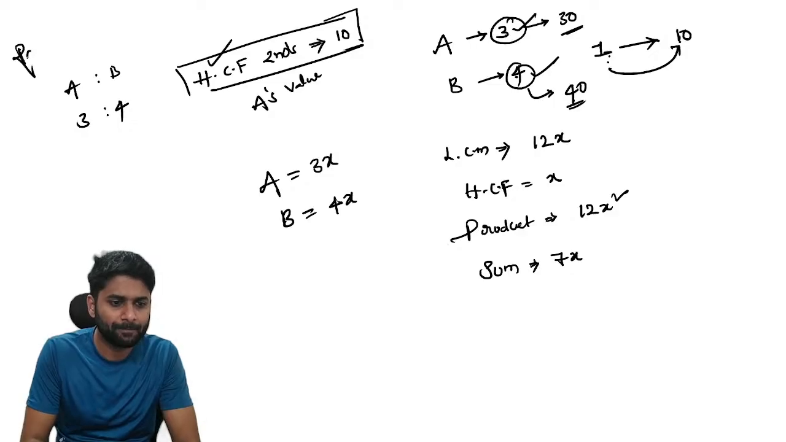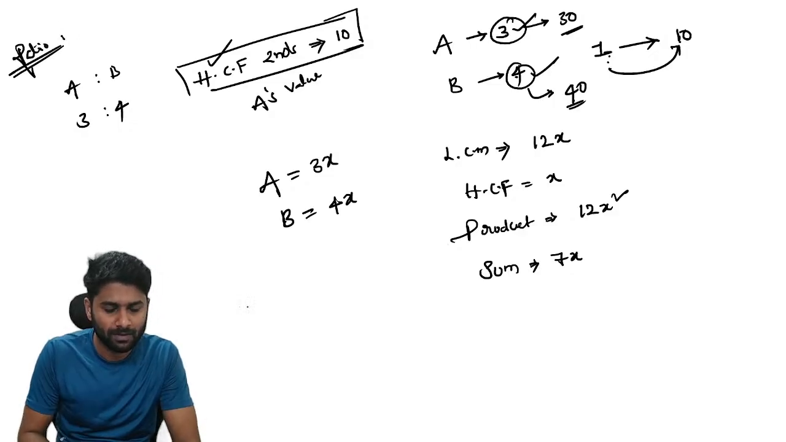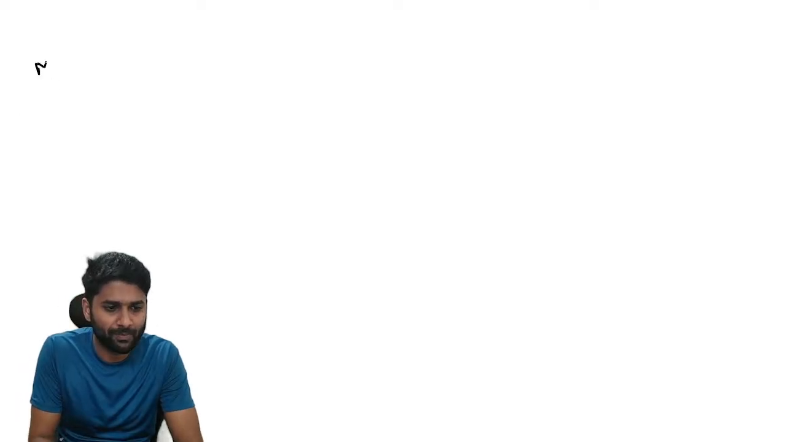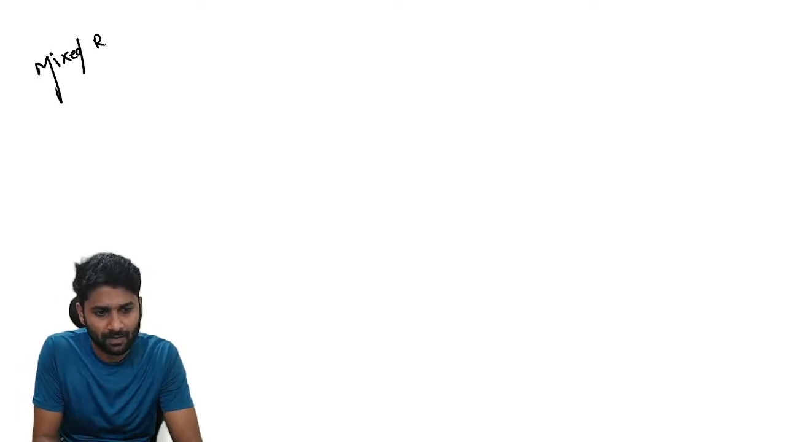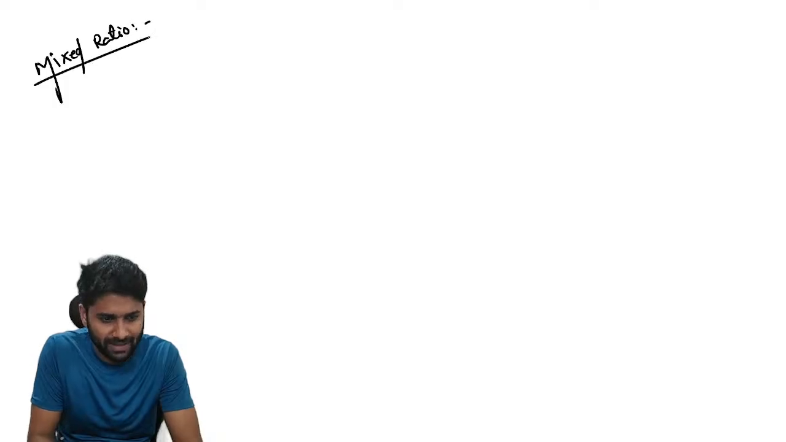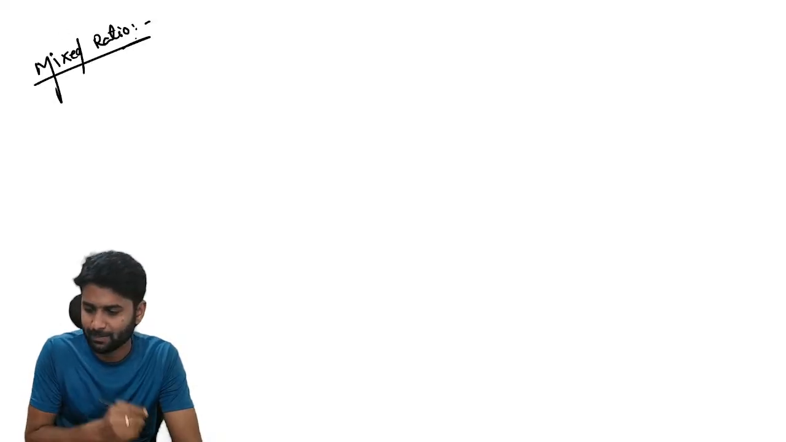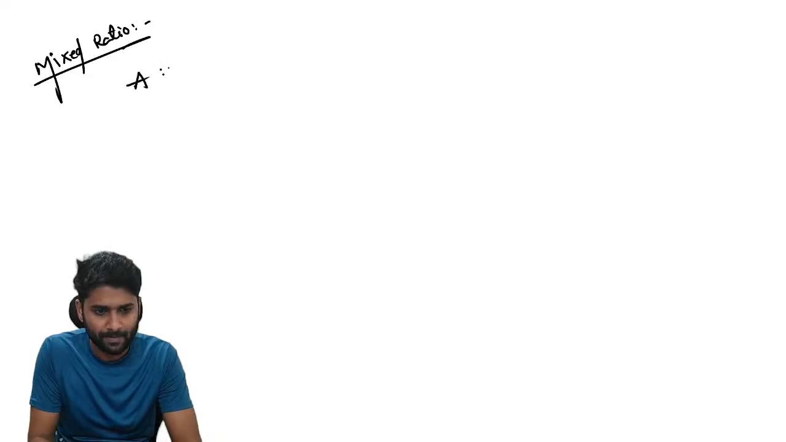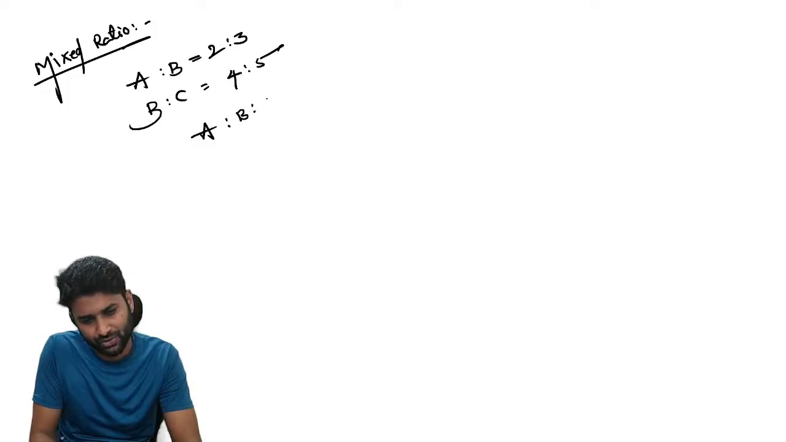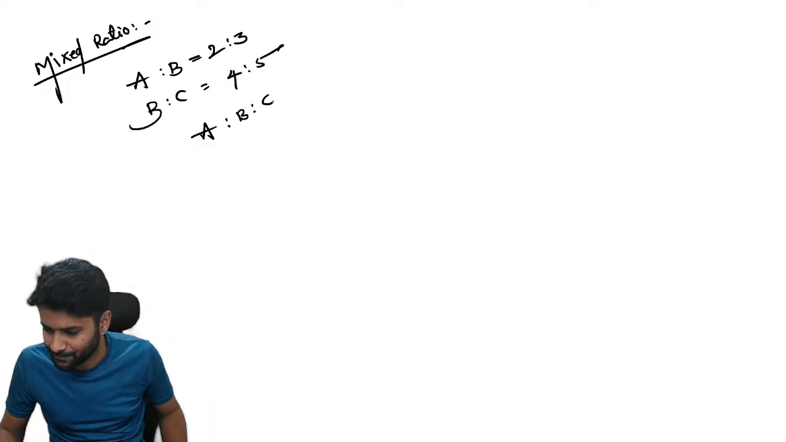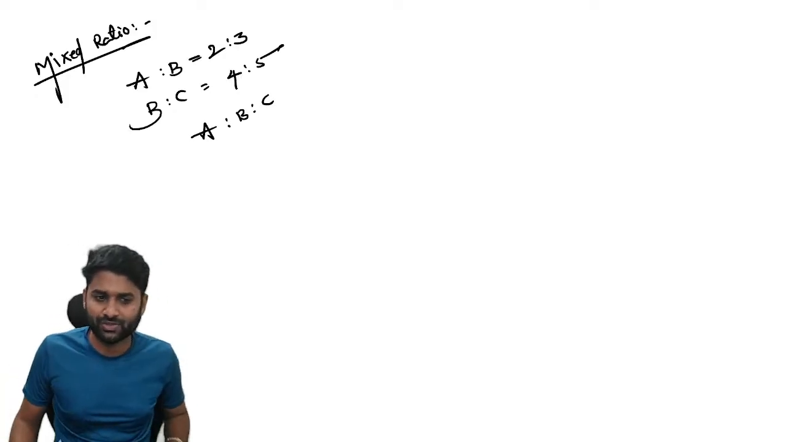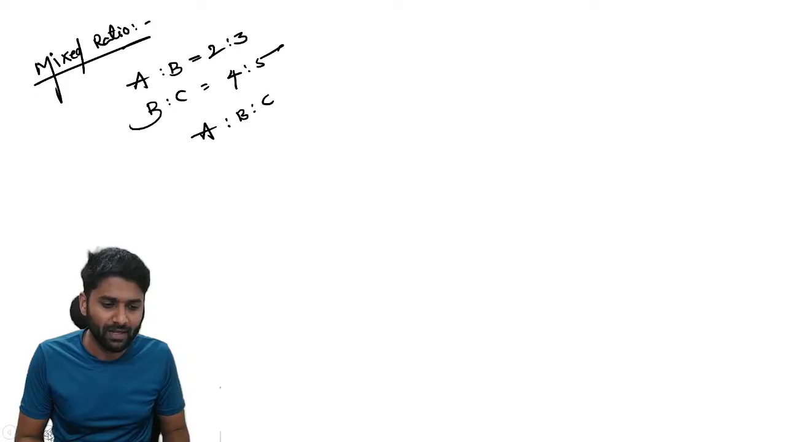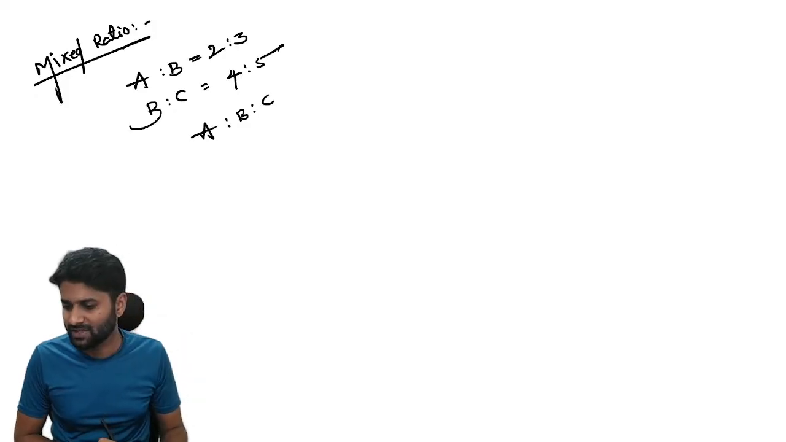So this is all about ratios. Let us understand the concept of mixed ratios. One of the most important calculations in ratio and proportions, mixed ratios. Understand that. A is to B is equal to 2 is to 3. B is to C is equal to 4 is to 5. Now my question, you have to combine these two ratios to identify the ABC value. If A is to B is 2 is to 3, B is to C is 4 is to 5, then you have to identify A is to B is to C.